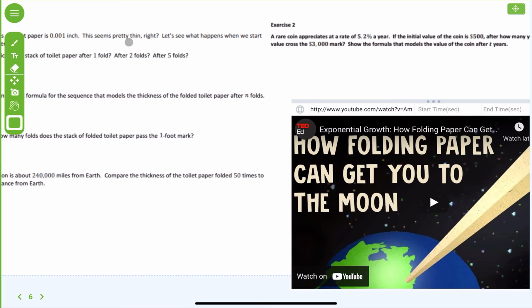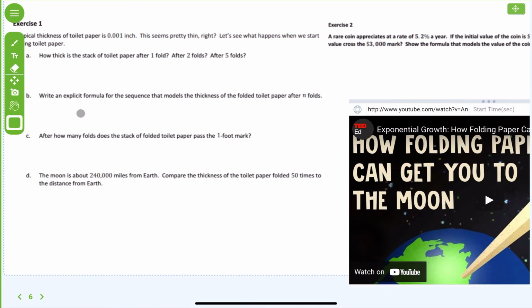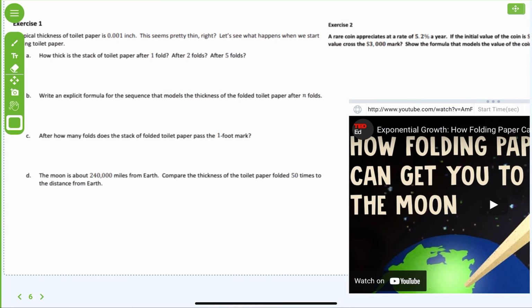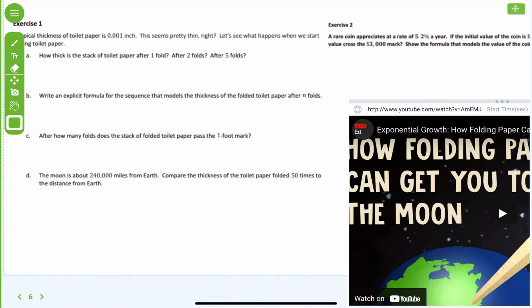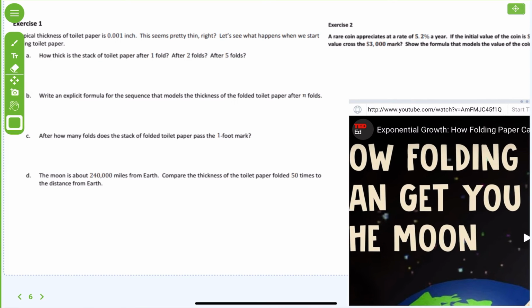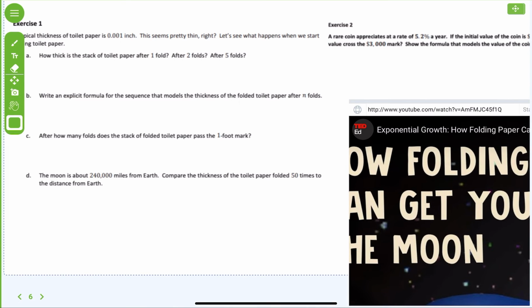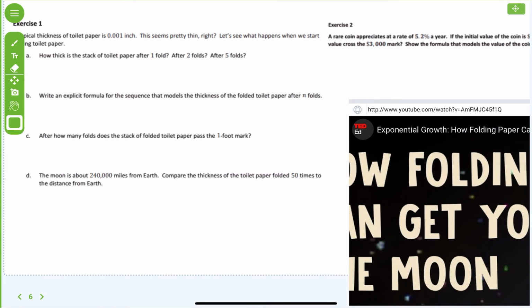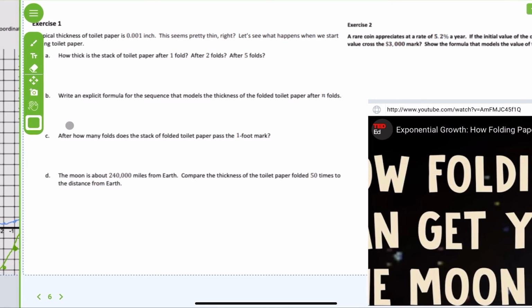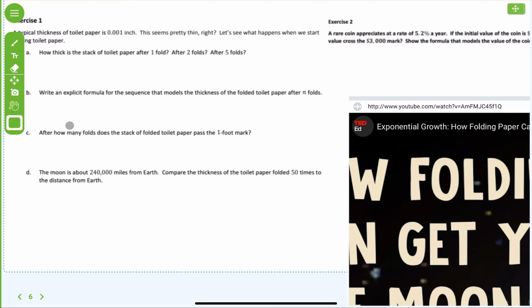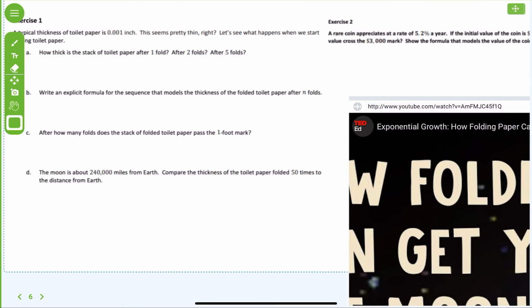So here we have a typical thickness of toilet paper is, sorry for that glitching like that. Let me hit refresh, see if it'll do better. Okay, typical thickness of toilet paper is 0.001 inch. Okay, this seems pretty thin, right? Let's see what happens when we start folding the toilet paper, or stacking the toilet paper. That's what it says. Yep, folding the toilet paper. So, how thick is the stack of toilet paper after 1 fold?